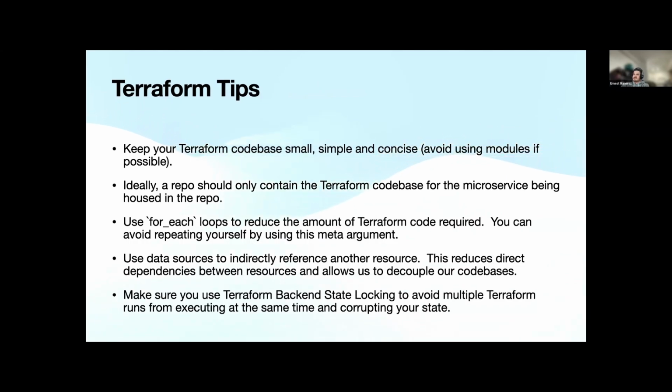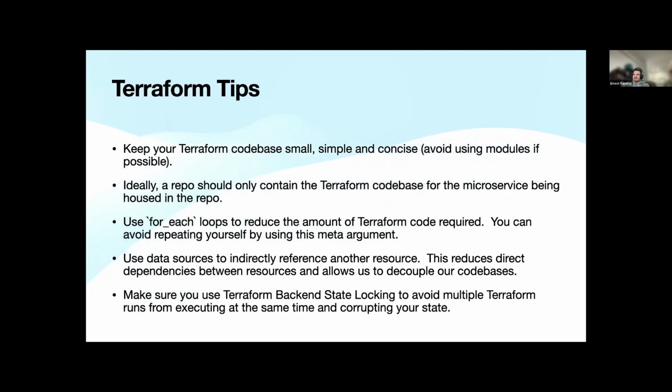And so a couple tips: keep your Terraform code base small, simple, and concise. Avoid using modules. Ideally, your repo should only contain the Terraform code base for the microservice being housed in the repo. The next one is good to mention because it can save a lot of time. You can use for each loops in Terraform code to avoid repeating yourself. The way this would work is that you can loop over a JSON object that has multiple blocks in it and create multiple resources from that JSON block.